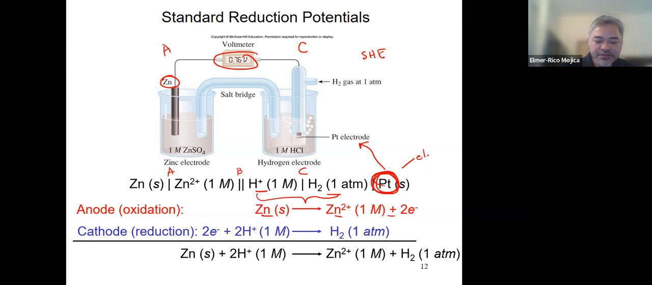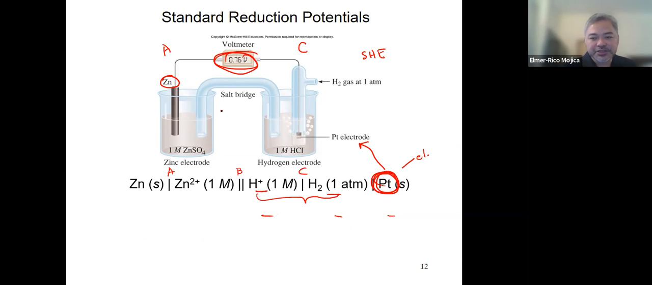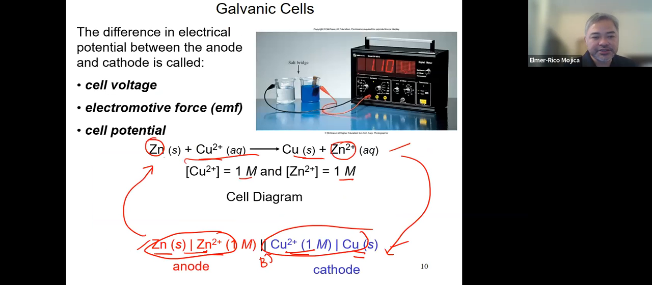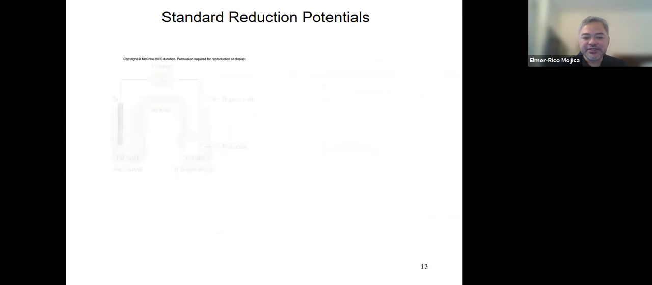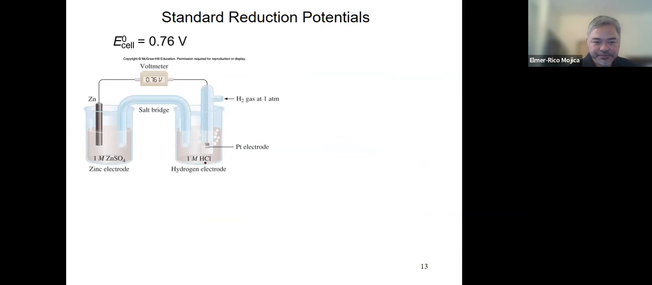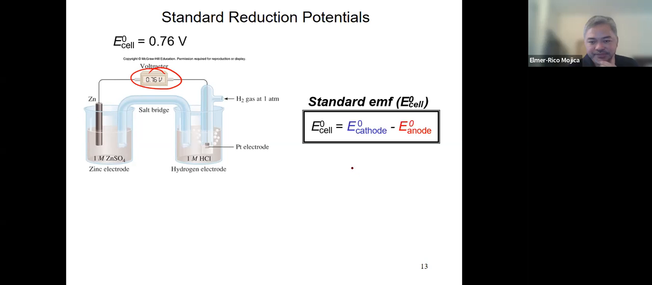Now, the question: how did they get this number, 0.76? This is your so-called cell potential, the cell voltage or electromotive force. How do you think they end up getting that number? We can use this formula: E cell equals the cathode minus the anode.